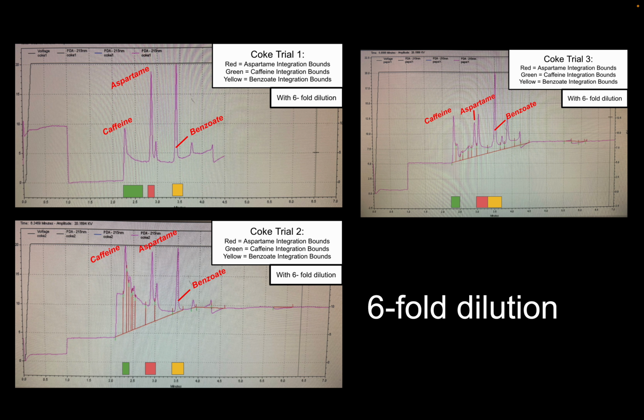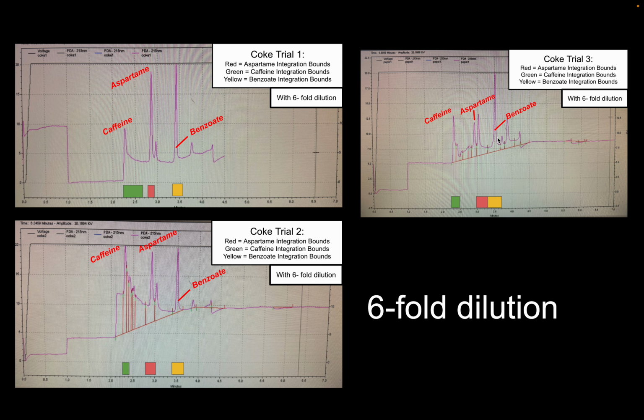So with six-fold dilution, the peaks came out a little funky, but I was able to integrate them decently well. But they came out a lot more coherent. Look at the caffeine peak here. Sure, the tailing's bad, but you can see that the slope here in Coke Trial 1, for example, really begins to mellow out, whereas earlier we saw complete overlapping into the aspartame peak.